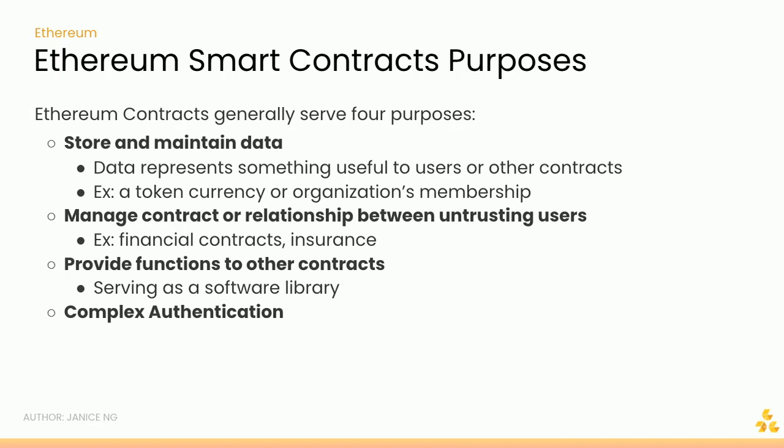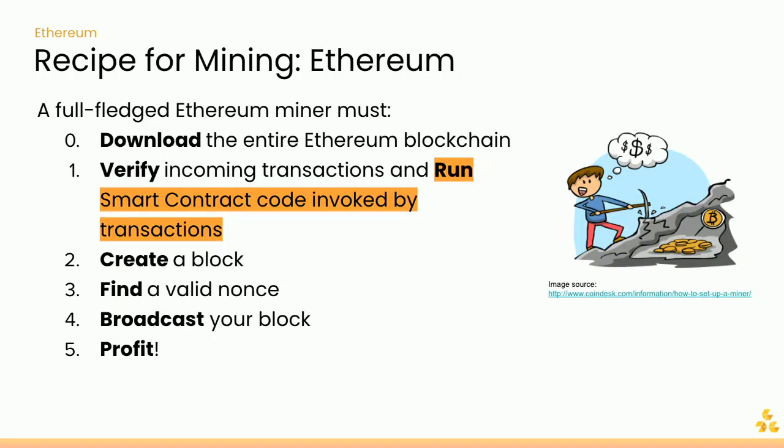You can also manage contract or relationship between untrusting users. So example, if you want to execute a financial contract using a smart contract, an insurance contract using a smart contract, you can also do. If you want to provide functions to other contracts, so kind of like intertwining different contracts with one another, serving as a software library, or the last use is complex authentication.